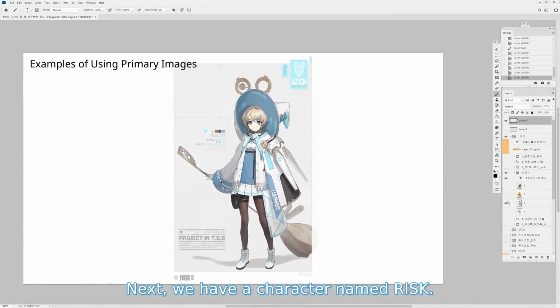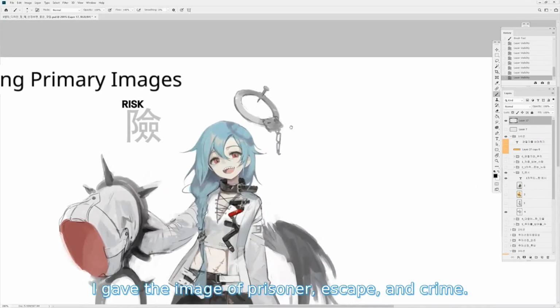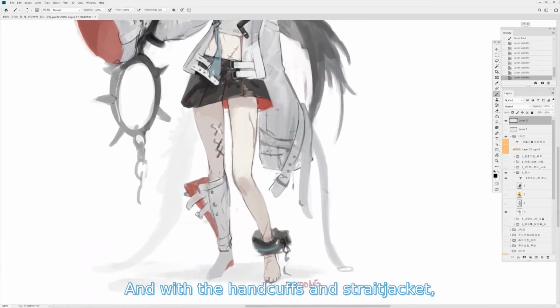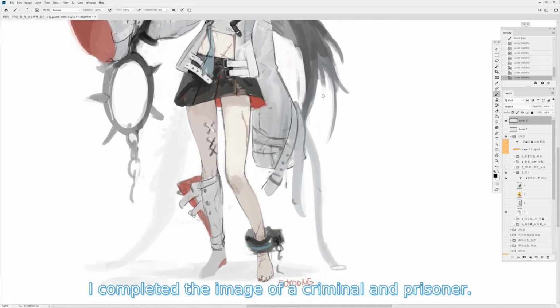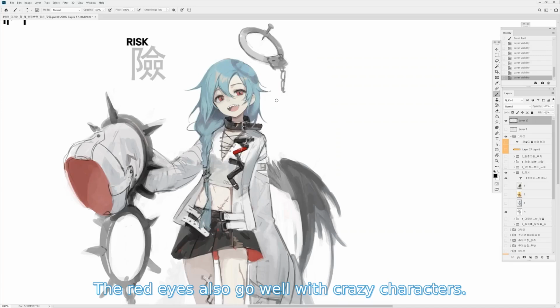Next, we have a character named Risk. With a handcuff-shaped halo above her head, I gave the image of prisoner, escape, and crime. And with the handcuffs and straitjacket, I completed the image of a criminal and prisoner. The red eyes also go well with crazy characters.